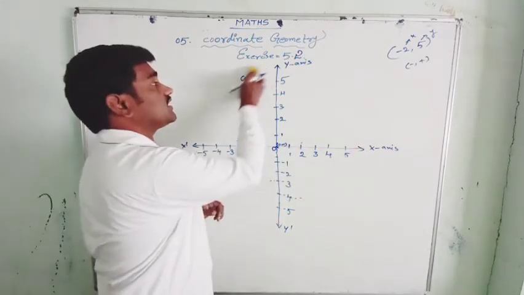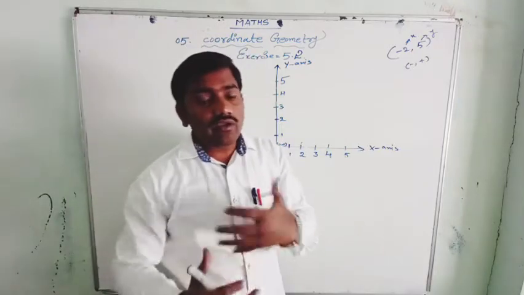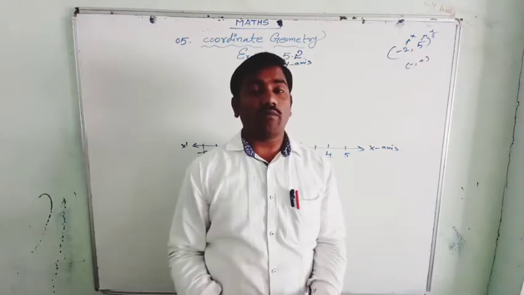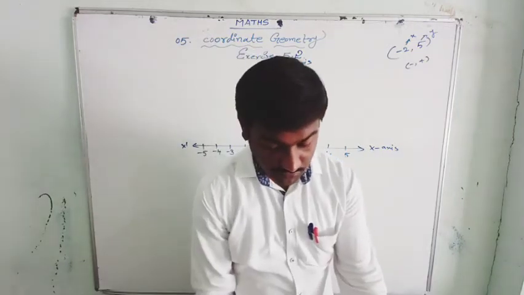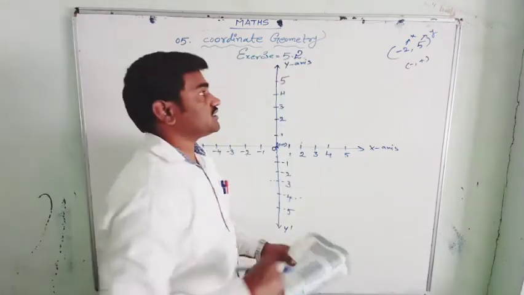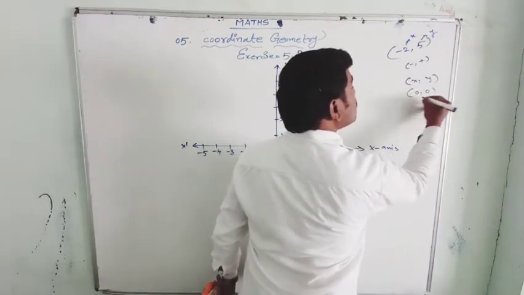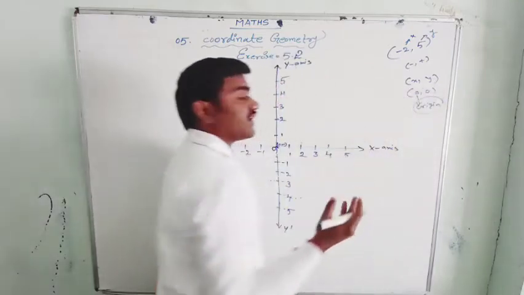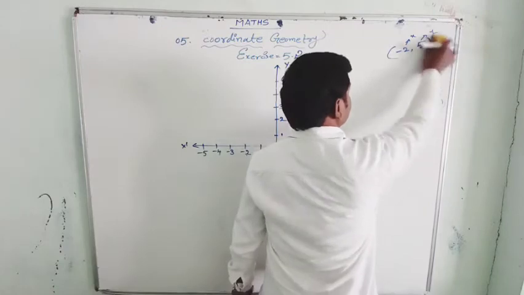So this is a little introduction to our coordinate geometry. Now we can go for our exercise, and there we will learn more and more about this concept. And do you know what the meaning of origin is? Origin is where the x coordinate and y coordinate values are both 0.